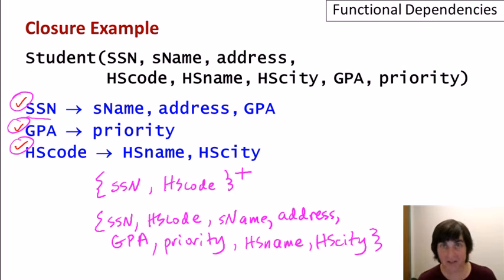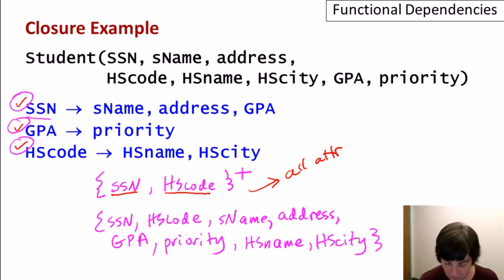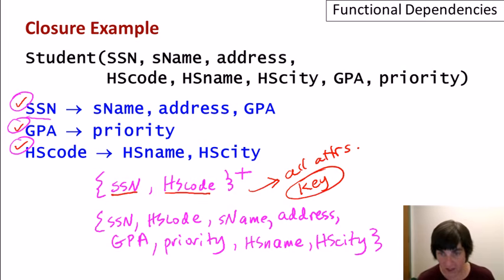Now, I didn't pick this particular example at random. We took 2 attributes, social security number and high school code. We computed their closure, and we discovered that they together functionally determine all attributes of the student relation. Now remember just a few slides ago, when a set of attributes functionally determine all the attributes, then those attributes together form a key for the relation. And in fact, if you think about it, social security number and high school code together are a natural key for the relation. A student might go to multiple high schools, but there's no reason to have more than one tuple with the combination of a particular student and the high school they attended.